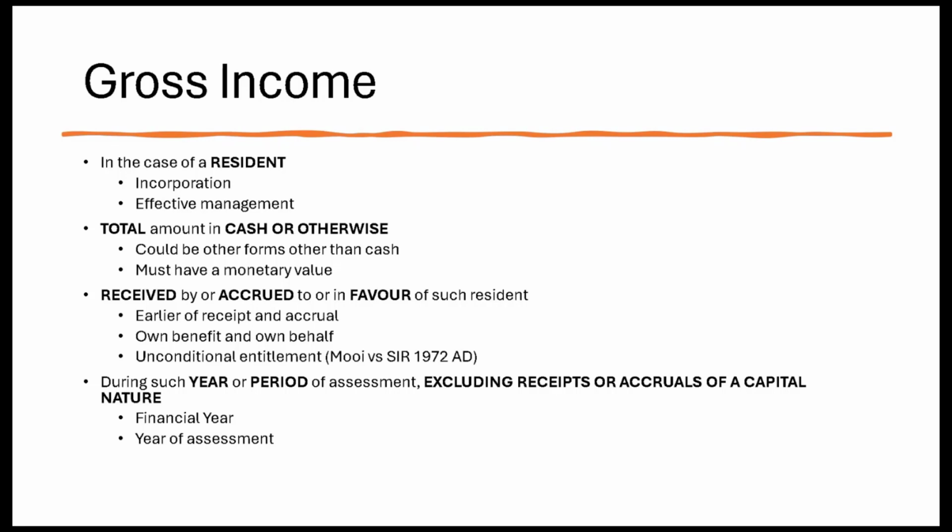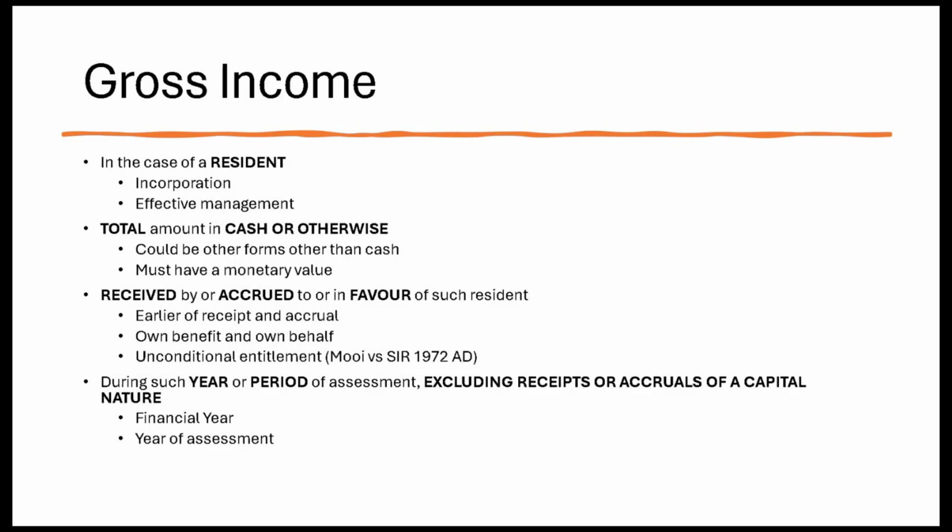So cash or assets or in-kind receipts that have a monetary value form part of your cash or otherwise, but you specifically exclude any notional amounts. Do not include any notional amounts as those are not based on something that you have earned. It is something you could have earned, but it's not something that you would have earned.